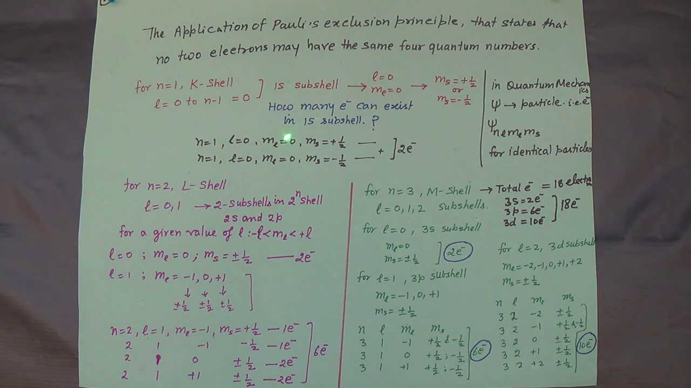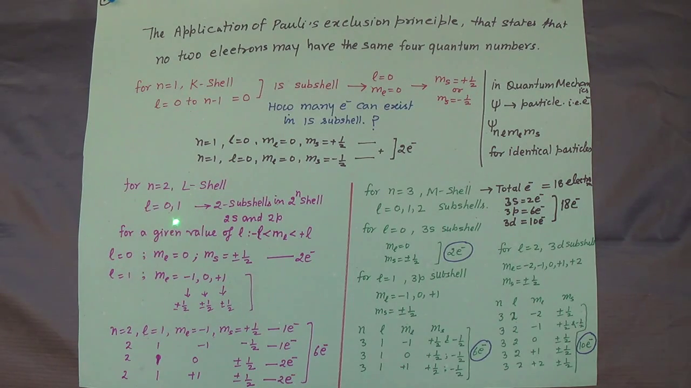Right, so L is equal to 1, ml has 3 values, and corresponding to each value of ml there are two spin quantum numbers. One is with spin up and second is with spin down. So the total number is 6. How can you define this? That is defined through this particular table. n is equal to 2, that is the second shell. L is equal to 1, that is the p orbital, right?